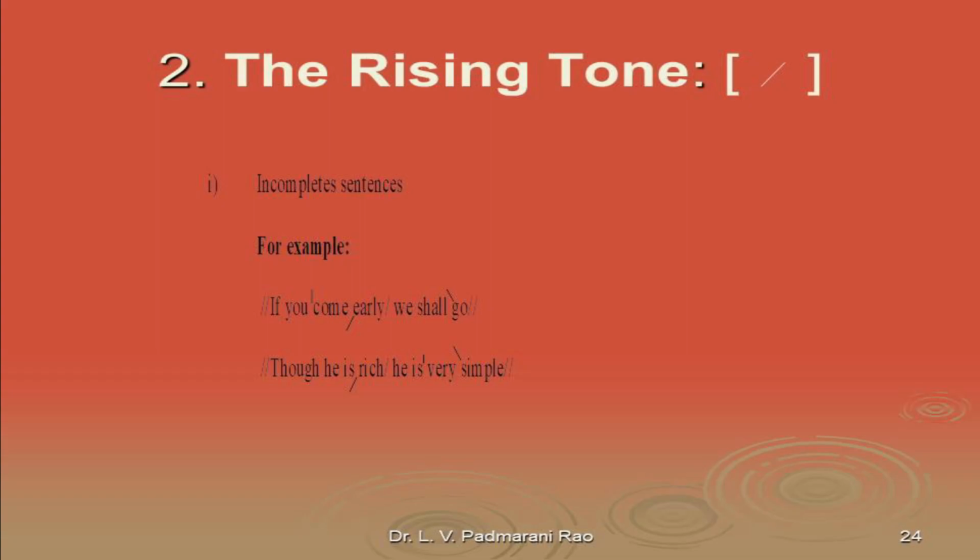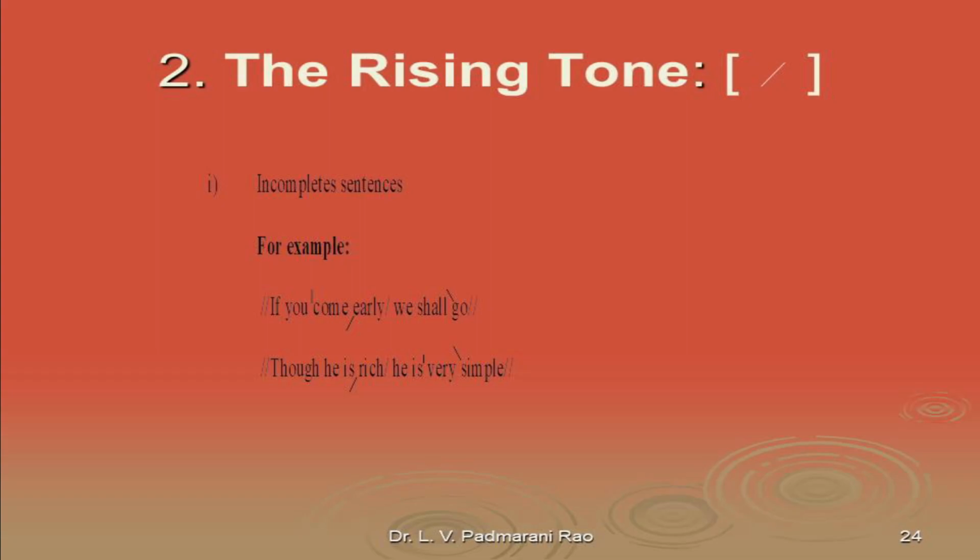Now this has got two clauses, and normally the idea of clauses and phrases will enable us to take the pauses at the appropriate intervals. The moment the bigger phrase or the clause completes, we need to take a pause. So we cannot utter this sentence very fast in a single attempt: if you come early, we shall go. No, we cannot accentuate it in that way. But we have to take a pause after the subordinate clause gets over. If you come early, then you go to the main clause, we shall go.